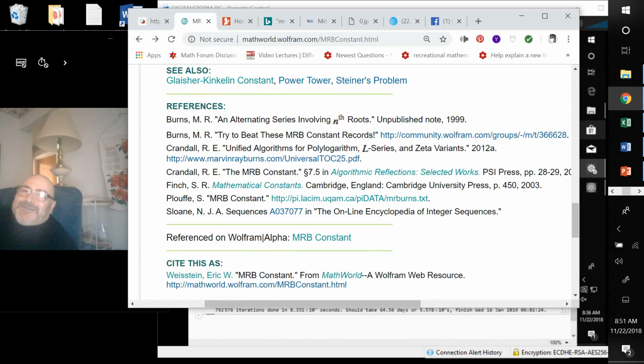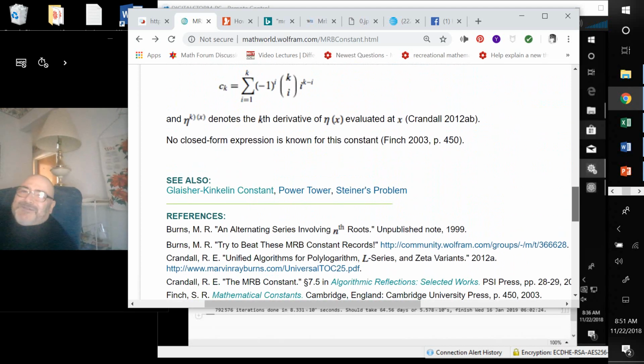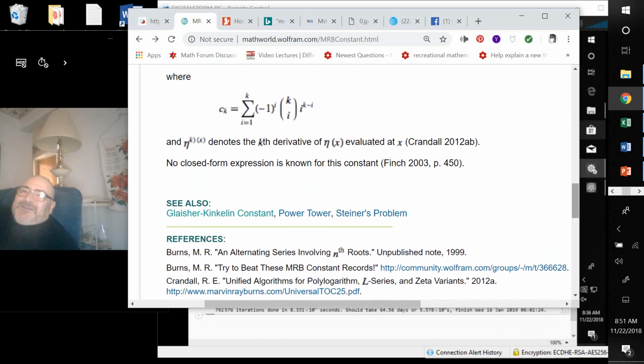And the top is the unpublished note I sent to Plouffe, an alternating series involving the nth root of n's, 1999. I sent it to Simon Plouffe, and he's probably referring to the one I sent to Steven Finch in 1999. I wrote everyone I thought would be interested. So that is the MRB constant.